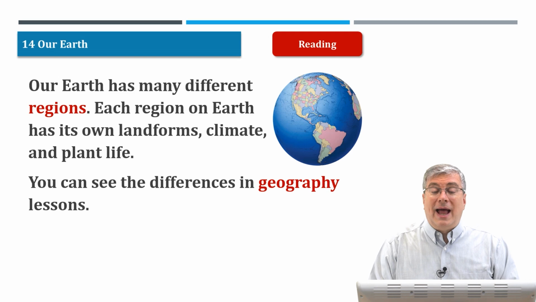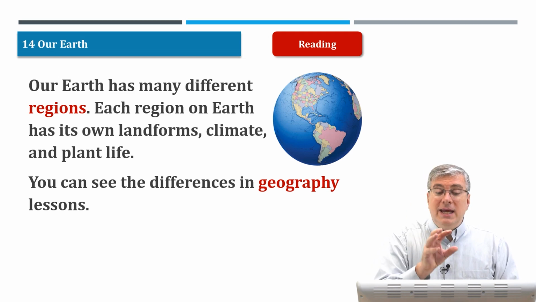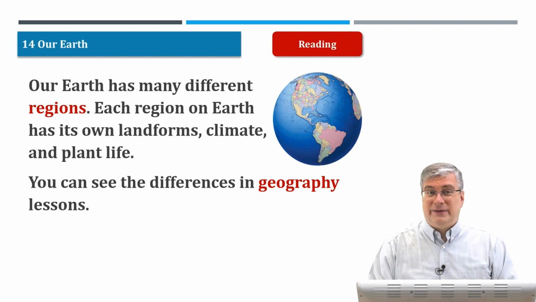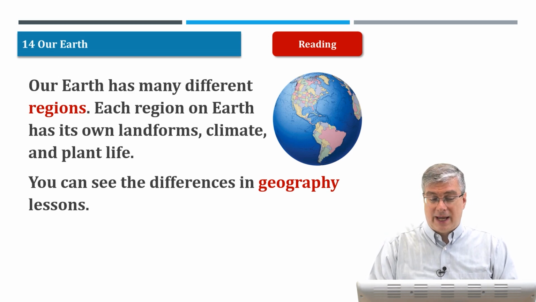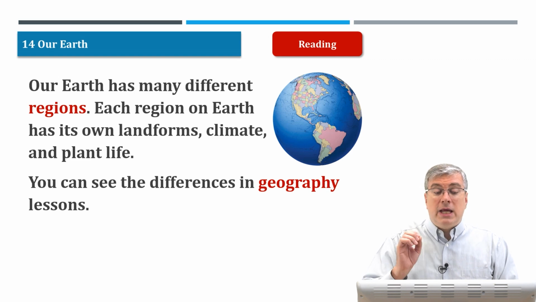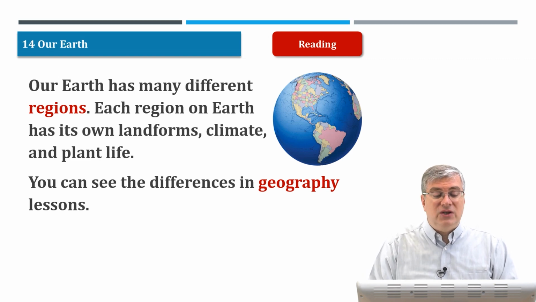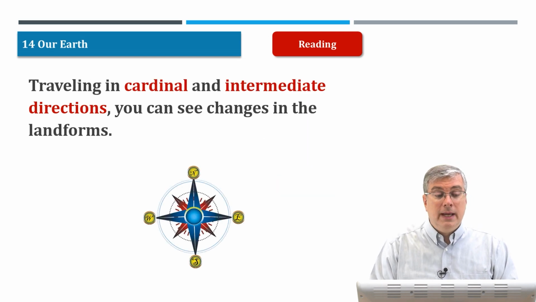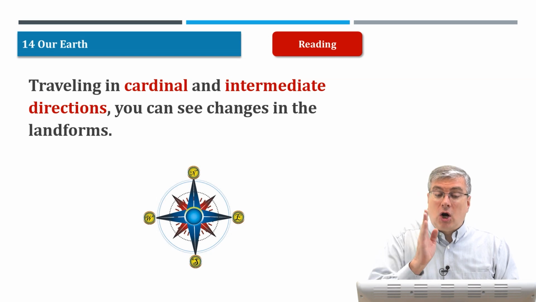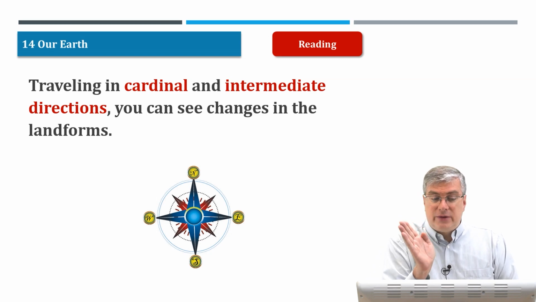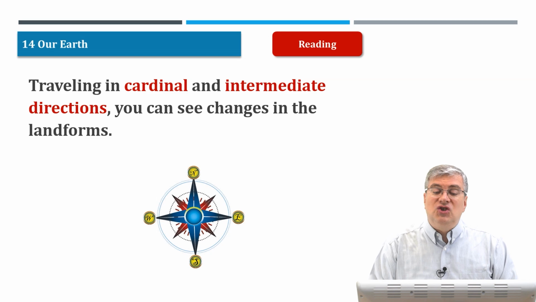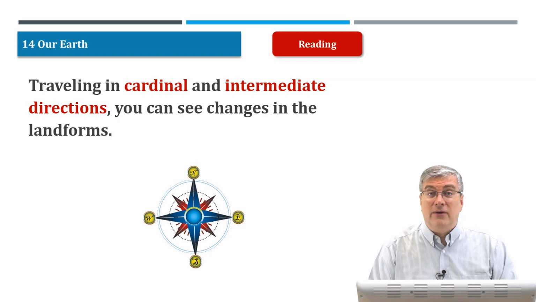Our Earth has many different regions. Each region on Earth has its own landforms, climate, and plant life. You can see the differences in geography lessons. Traveling in cardinal and intermediate directions, you can see changes in the land forms.